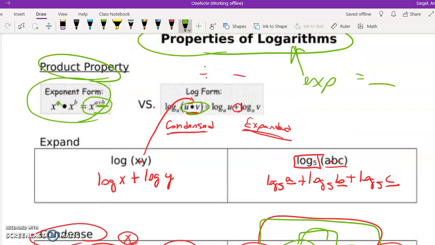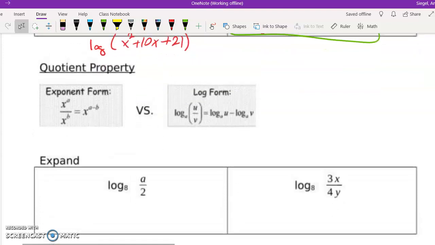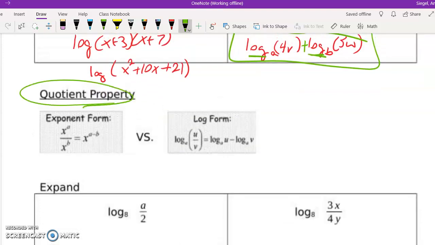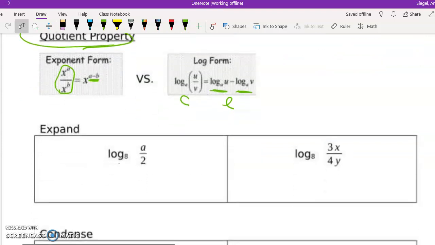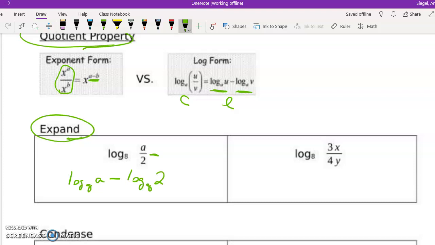Okay, so everything that we've done here deals with a plus because we're multiplying. That's the product property. So now we're going to move on to the quotient property. So like I said, when you're dealing with division, so think fraction, you subtract the exponents, and so now it's going to turn into subtracting the logarithms. So here's the condensed version. This is the expanded version. So the first thing we're going to do is expand it. So division means subtraction. So I have log base 8 of A minus log base 8 of 2.